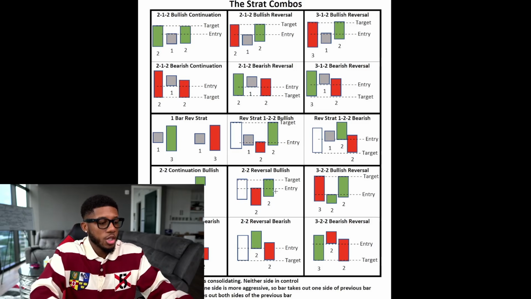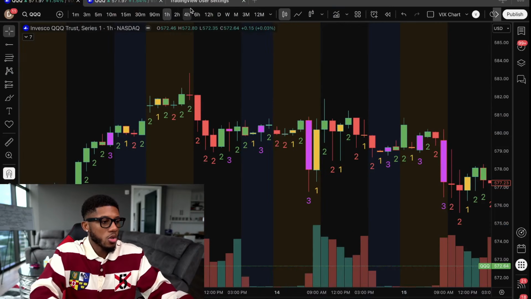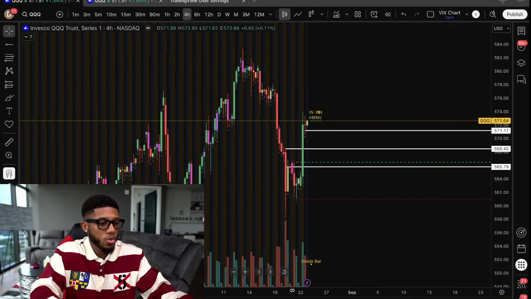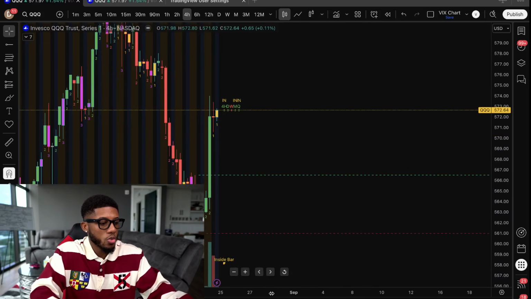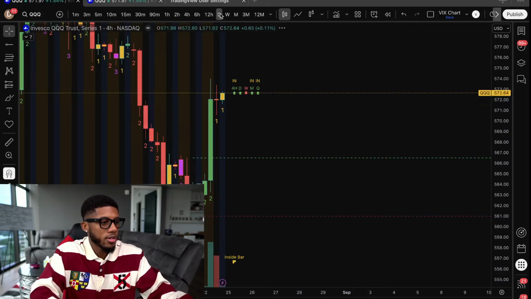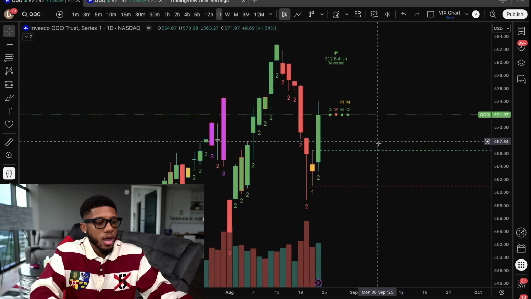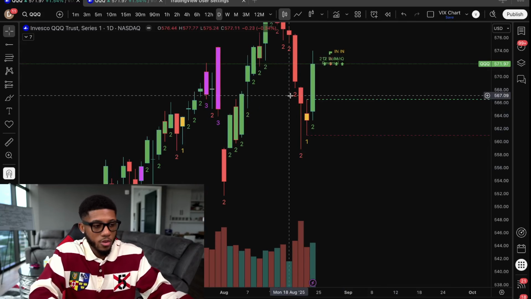So in this cheat sheet, again, all of this works on all time frames. So let's say you go up to the 4-hour time frame, and let's go ahead and remove all these drawings. Let's go to an even higher time frame. Let's say that you are a day trader or a swing trader, right? You can use this for swing trading. You can use this for any other scenario, right?